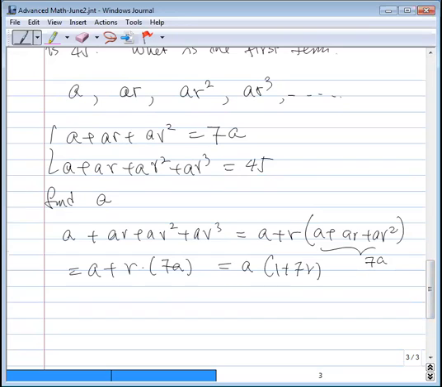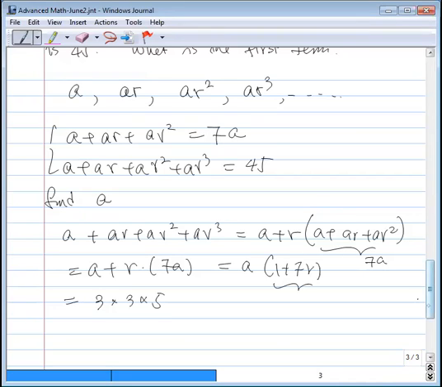Is it 3? Yeah, A is 3. All right, but then on the other hand, 45 is 3 times 3 times 5. So it seems to me 1 plus 7r should be equal to 15. Or maybe 9, maybe 15.